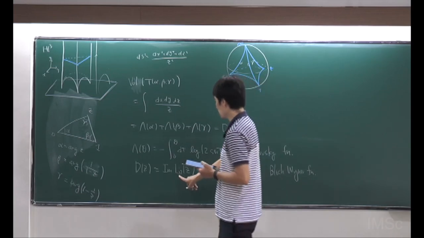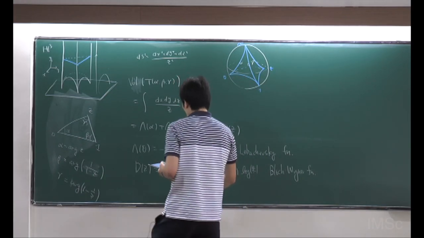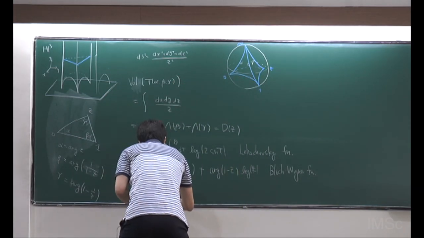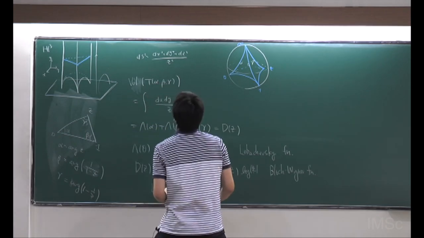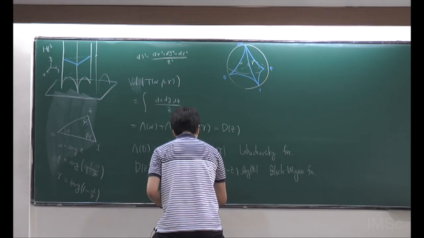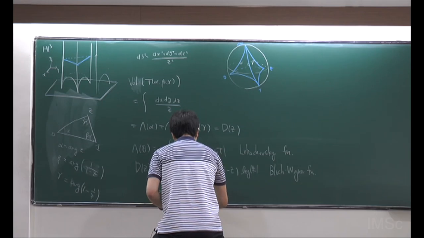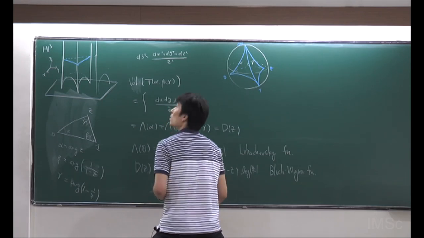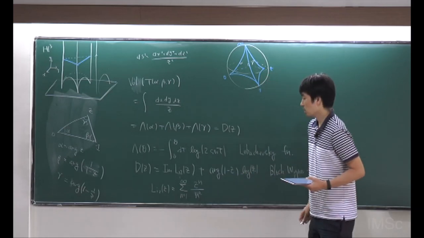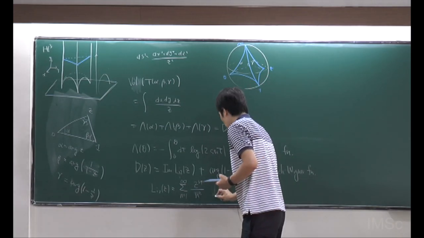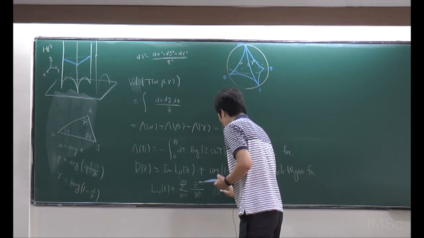So this dilogarithm Li2 of z is, as far as I remember, the sum of z to the n over n squared, n equal to 1 to infinity. So this is the dilogarithm function.